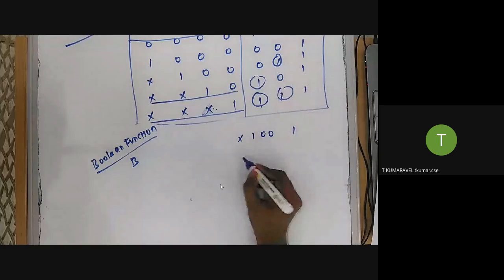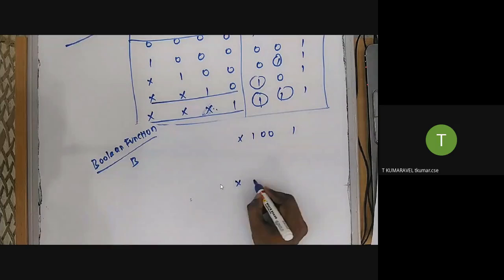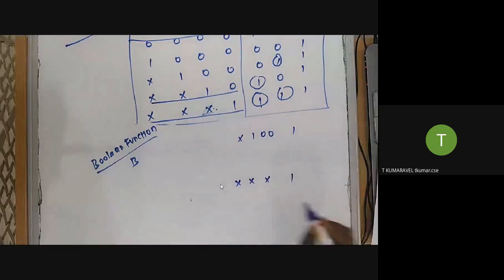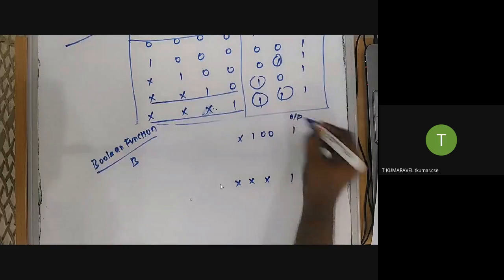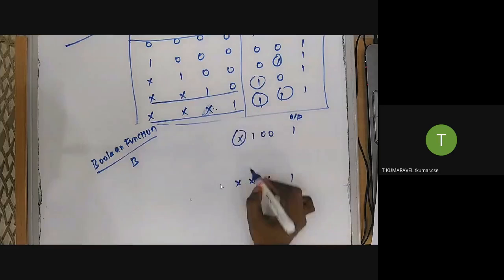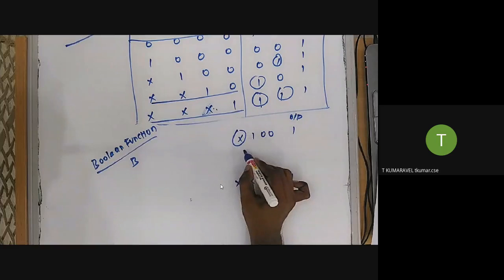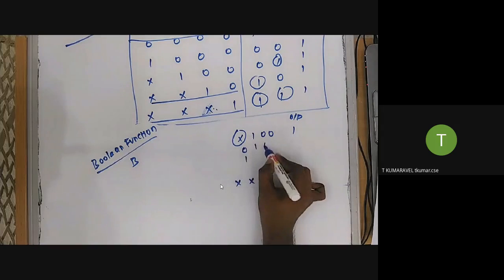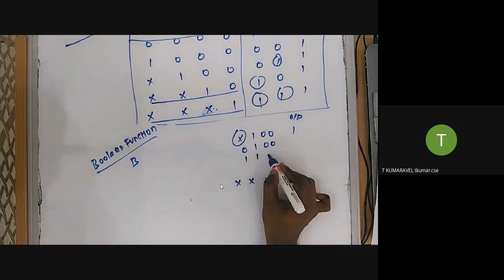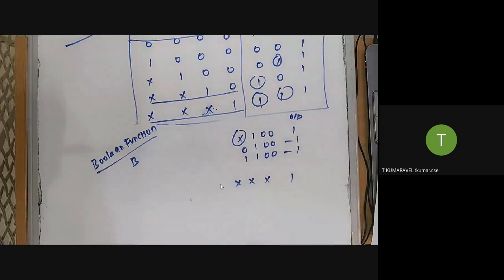What about the next case? The next case is x x 1. Here only one variable is there, so how many output combinations are available? Only 2. What is the meaning? These are the places where the output value equals 1.